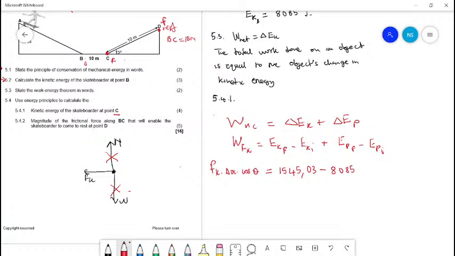So we're going to be left with 1545,03 minus 8085. And this will give us a value of minus 6539,97.